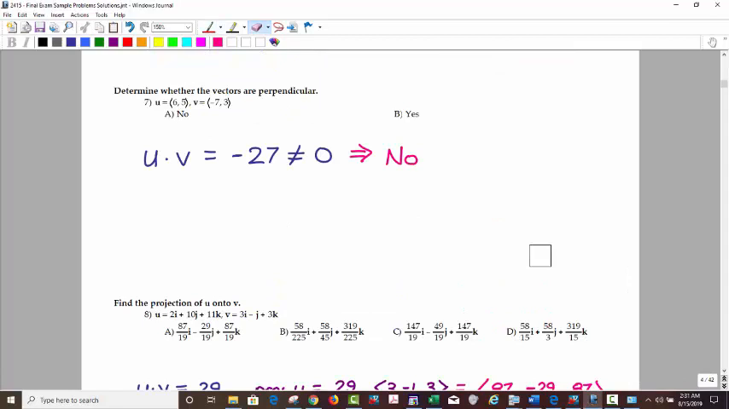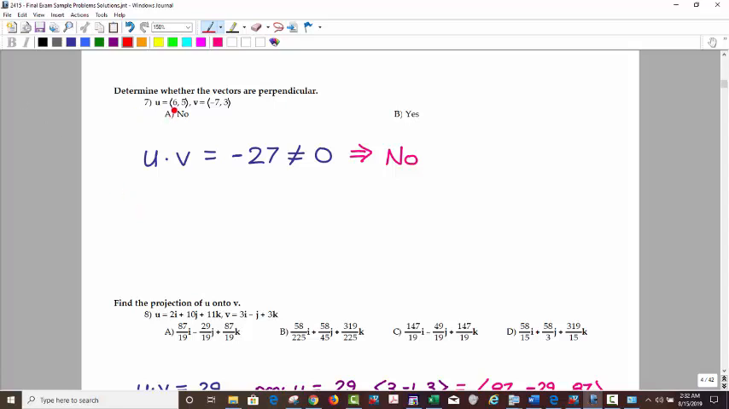Number 7. Determine whether the vectors are perpendicular. This one's very easy and straightforward. If you do the dot product and the answer equals 0, that means they're perpendicular. Any answer other than 0 means they are not perpendicular.